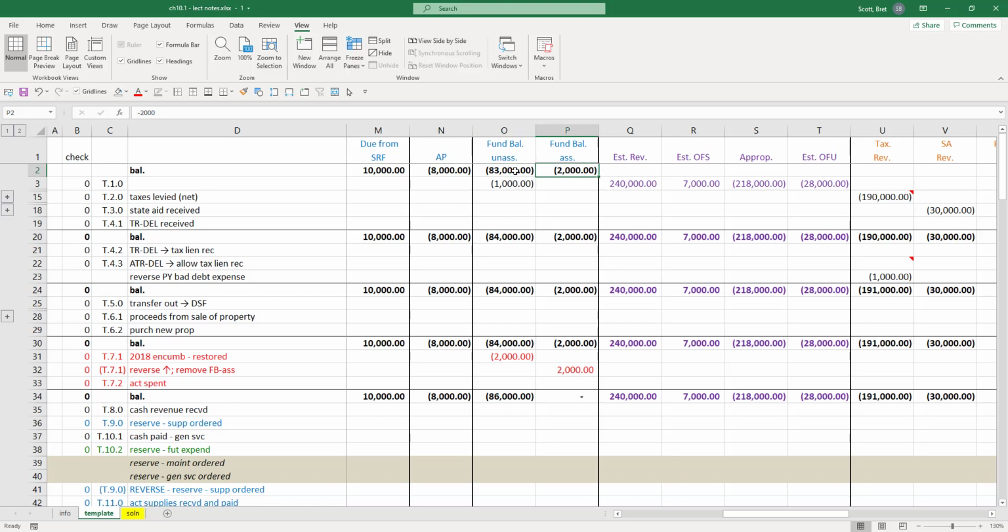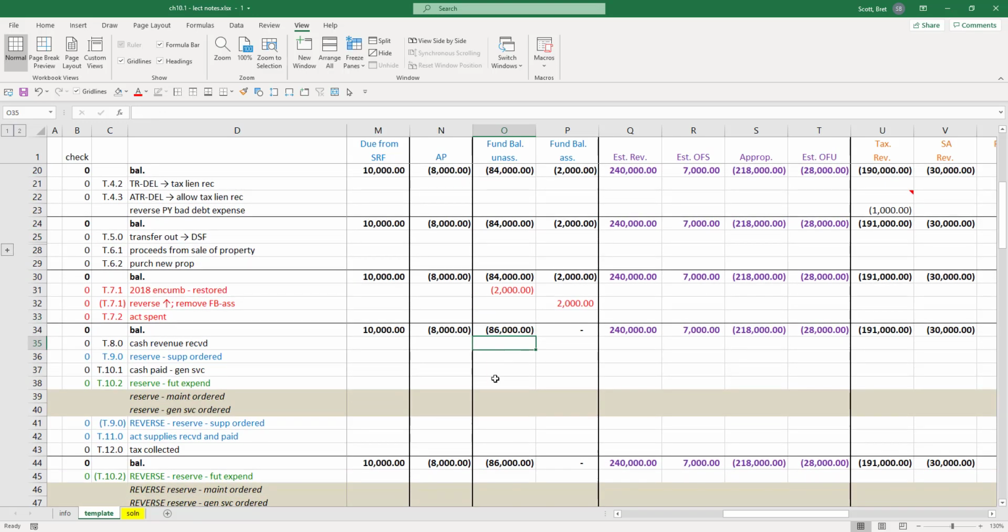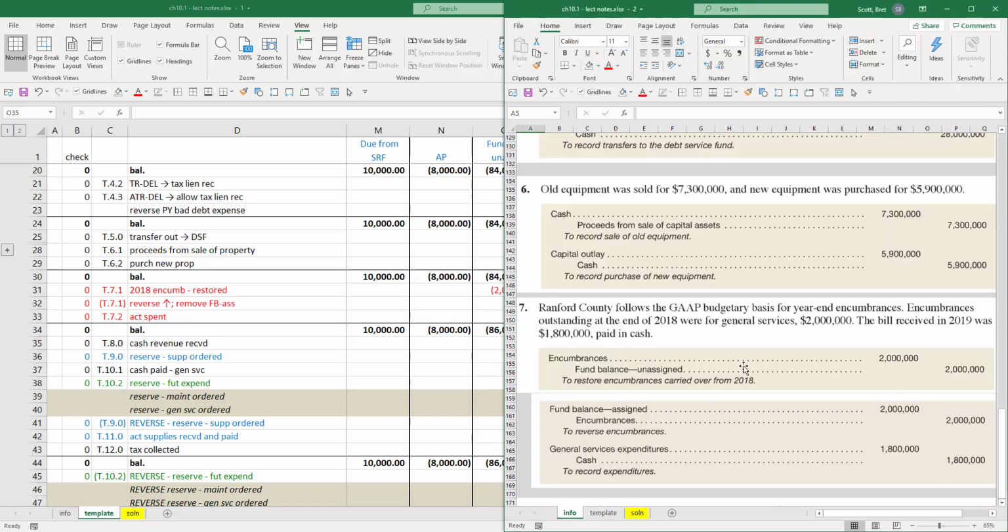But when we have an encumbrance that has not been followed through, we put it into the assigned column. And then, once it's actually been consumed, we move it over to the unassigned column. You'll see how that works out in the closing entries down below. Let's move on to the next journal entry, T.8.